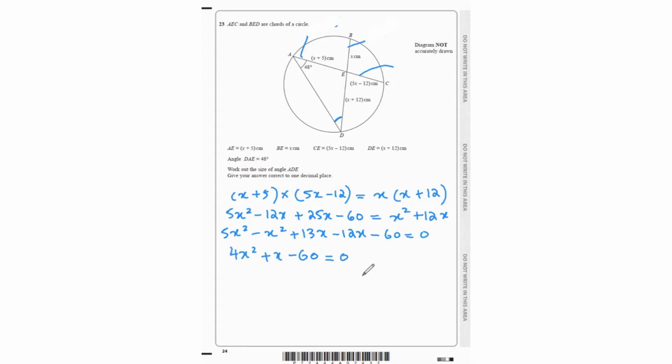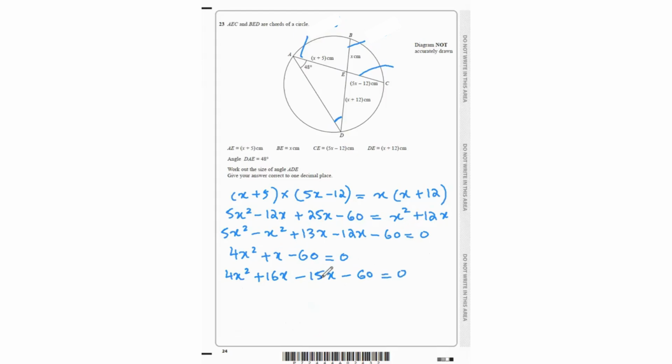So to factorize this quadratic equation, if we multiply 60 by 4, that's 240. So the factors of 240, which when added or subtracted give us 1, are 15 and 16. So we replace x with plus 16x minus 15x, and then everything else comes as it is.